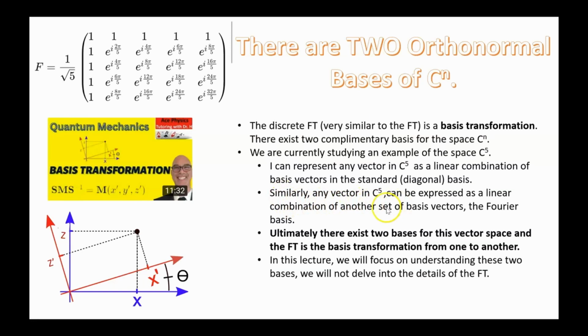Similarly, any vector in C5 can be expressed as a linear combination of another set of basis vectors, the Fourier basis, and this is what we're going to be doing on the next several slides. Ultimately, there exists two bases for this vector space, and the Fourier transformation is a basis transformation from one to another. In this lecture, we'll focus on understanding these two bases. We'll not delve into the details of the Fourier transformation.